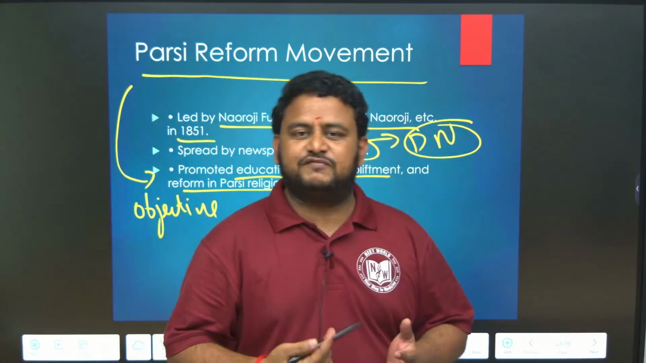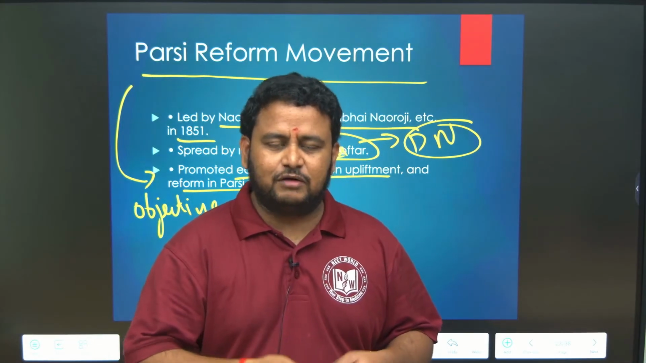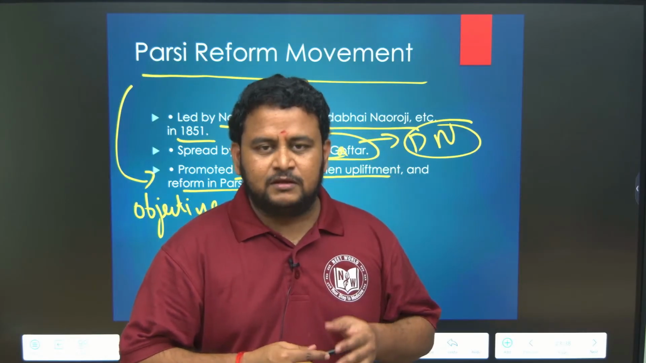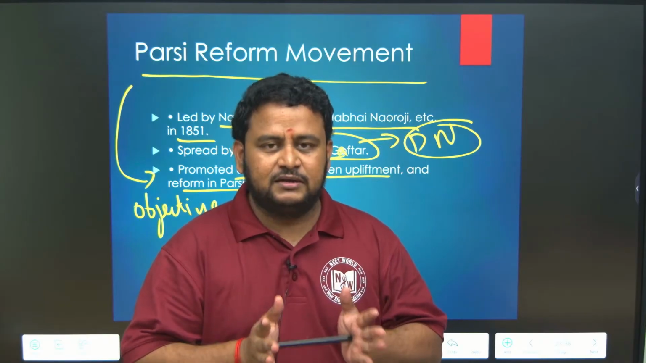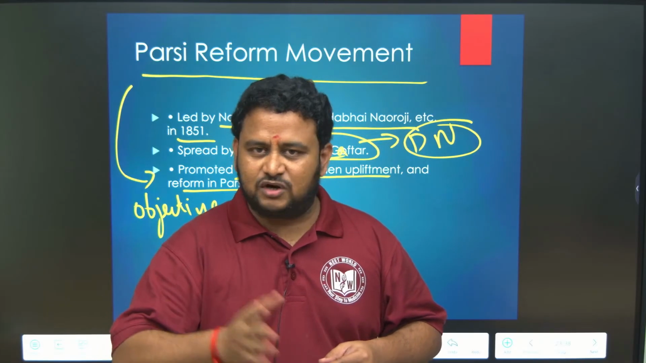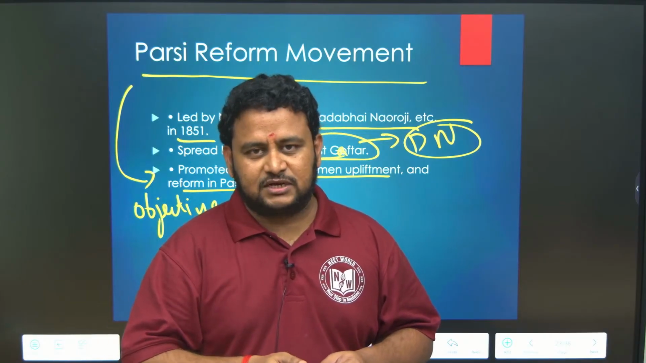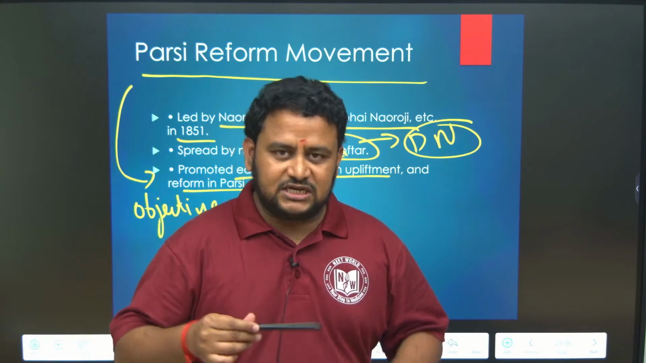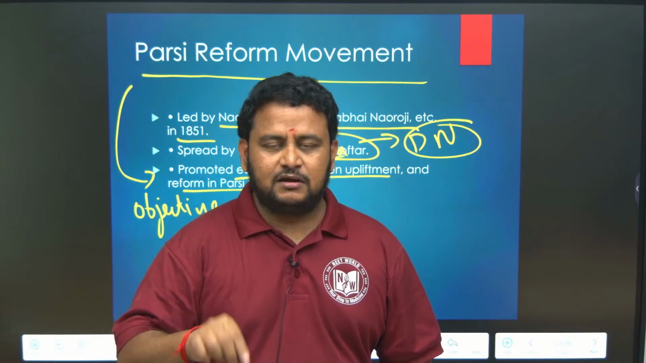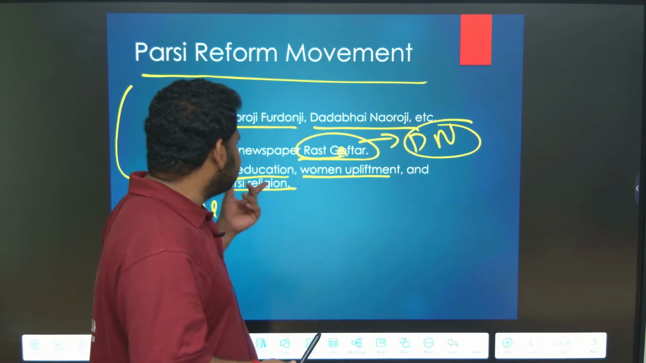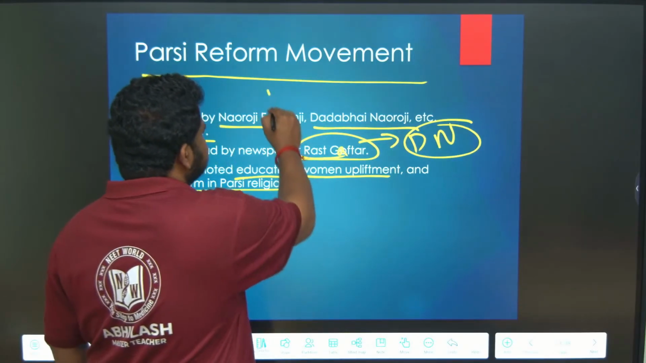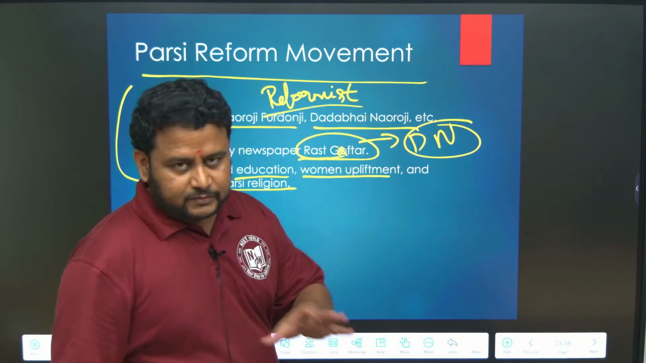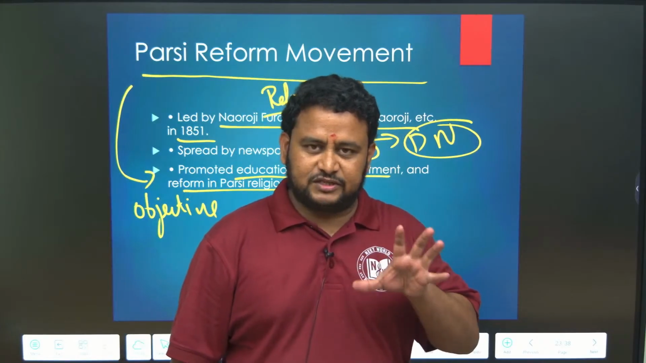Okay, so when they give the objective of the movement, if you know the movement is a reformist movement, and in the options you feel that an option is not forward looking, that option is a wrong option. If it is a revivalist movement and you see any option that is forward looking, that is a wrong option. That is why it is important to understand whether it is a reform movement or a revivalist movement. So you can see here, promoted education, women upliftment and reform in Parsi religion. So this is also a reformist movement, the Parsi movement.